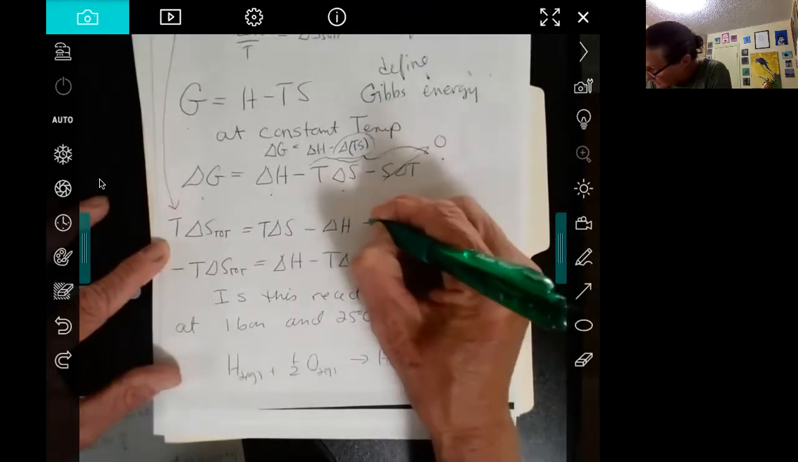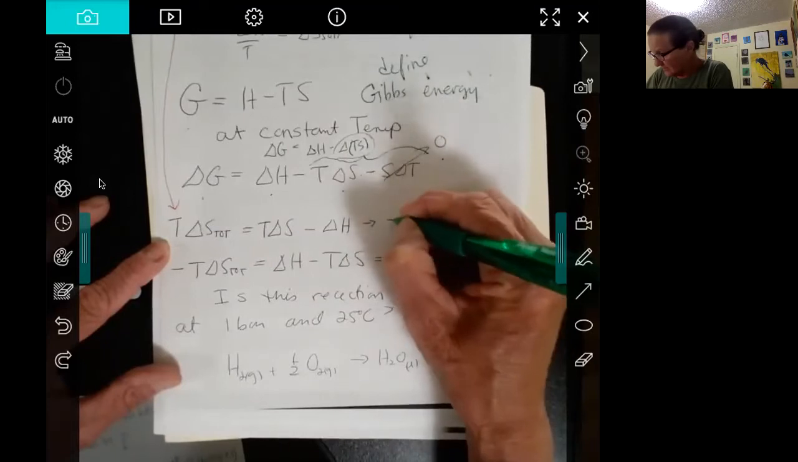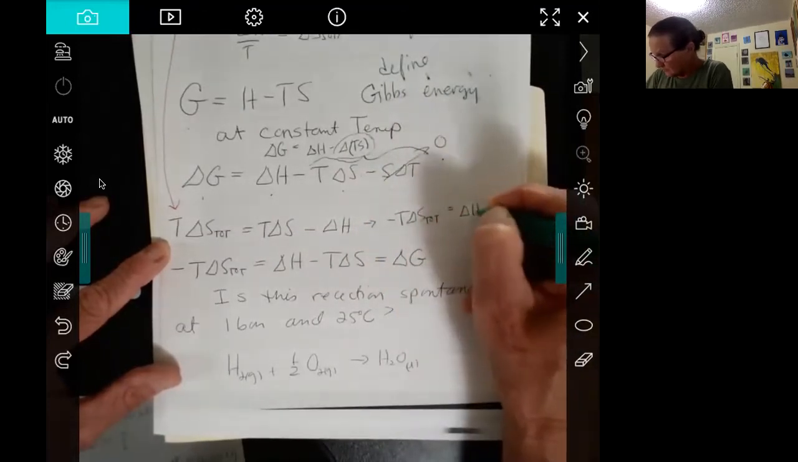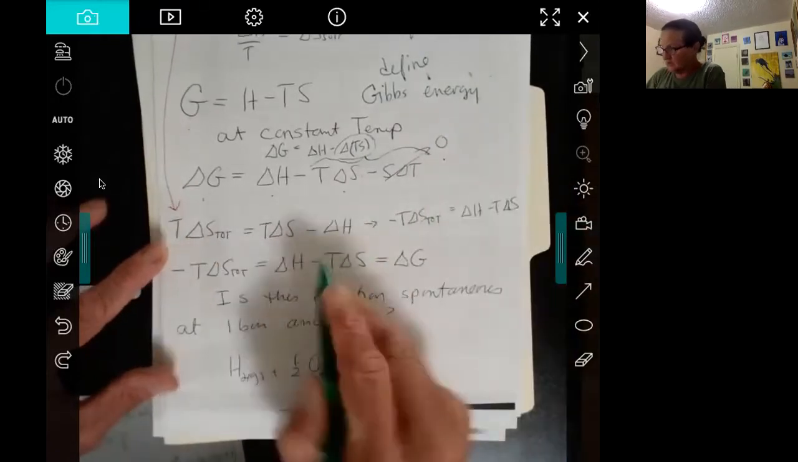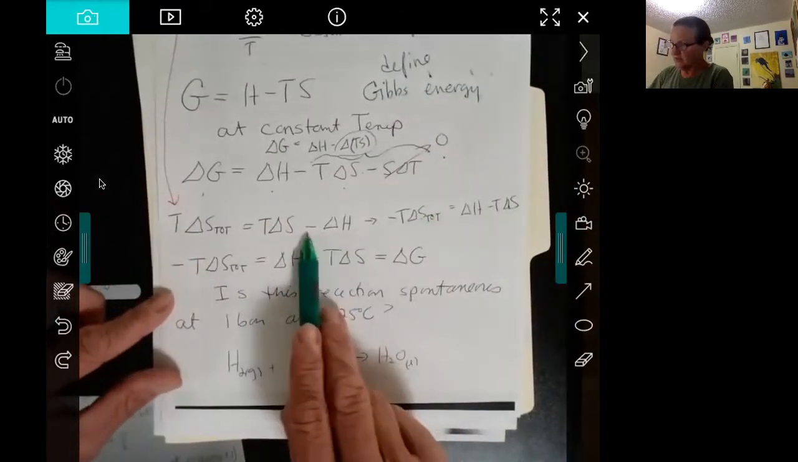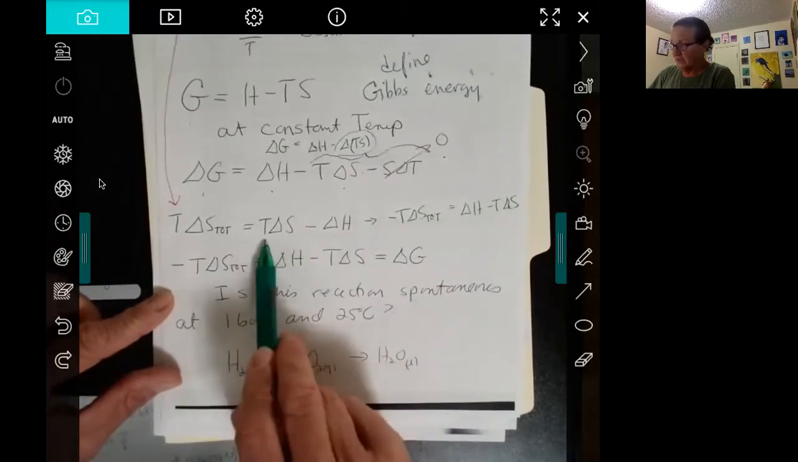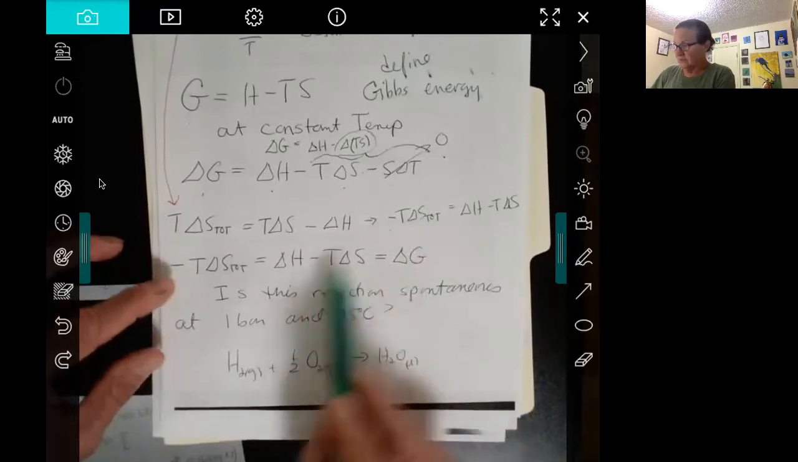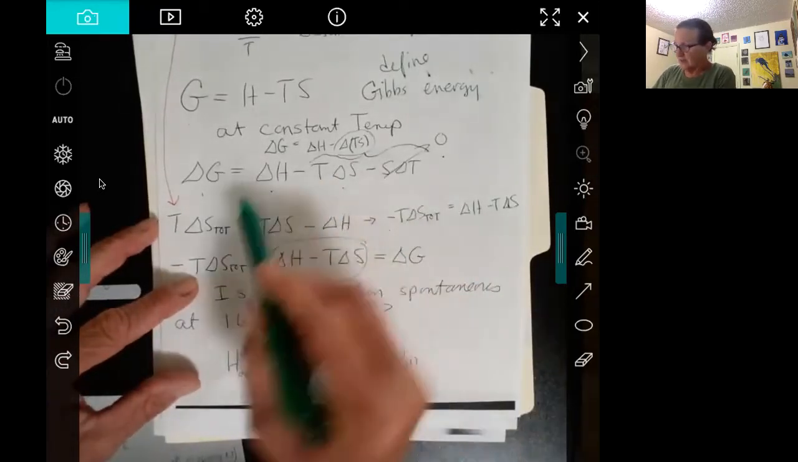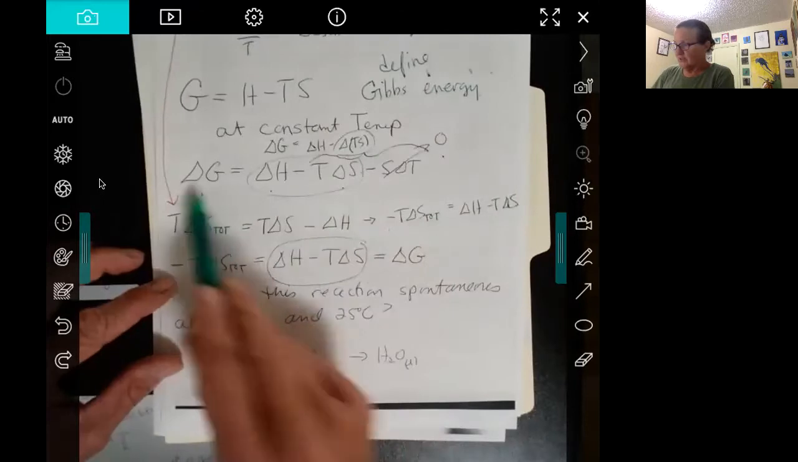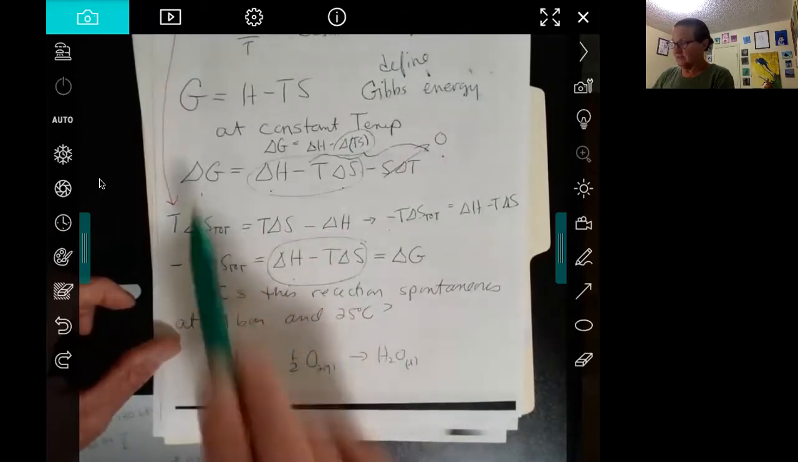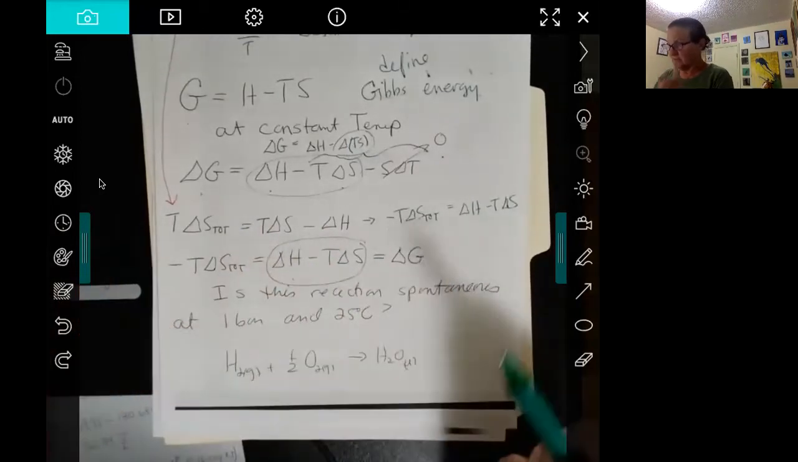So let's just do that. If we change the sign on this guy, and then just change these around so it's this, now the sign is changed to positive, and this will be negative. So negative T delta S total is equal to this. And right up here, we just showed that it's also equal to delta H minus T delta S is equal to delta G. So these are equal to each other.